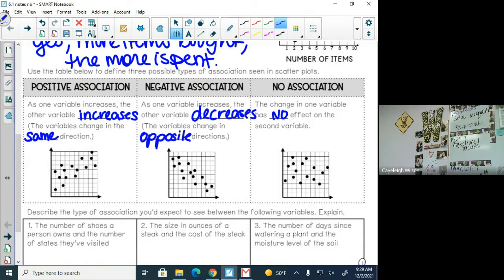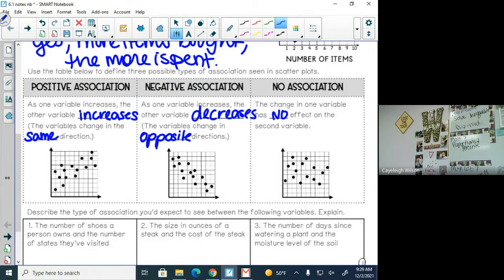Does that have any type of association with each other? No. Or your address determines your shoe size. That's dumb too. That has nothing to do with each other. But a positive association, like we said of the one above: the more items you buy, the more money you spend. Or the larger your house is, the more utilities cost.